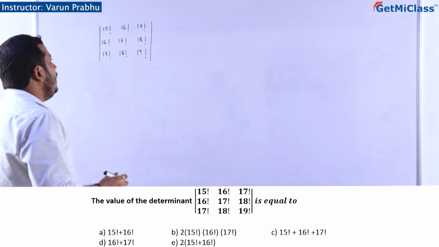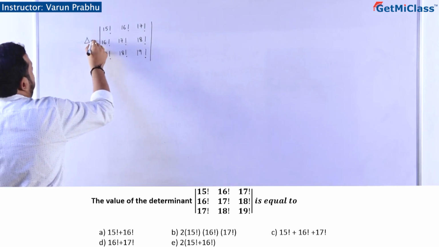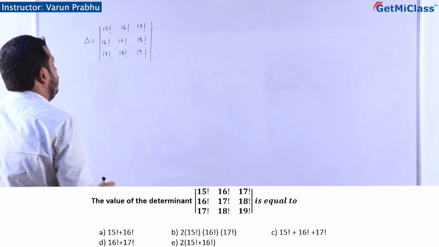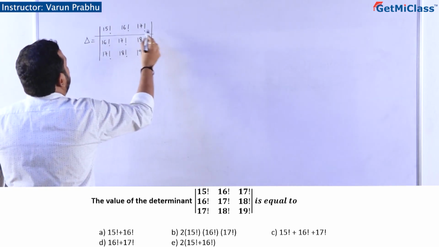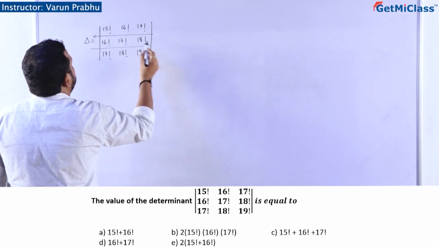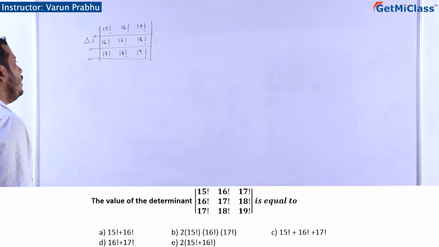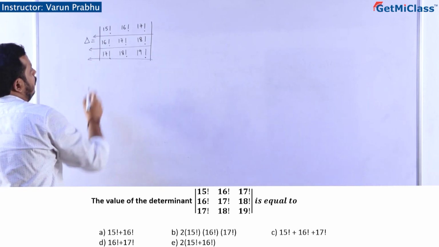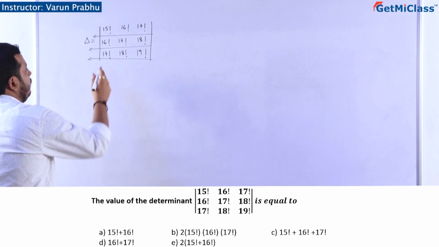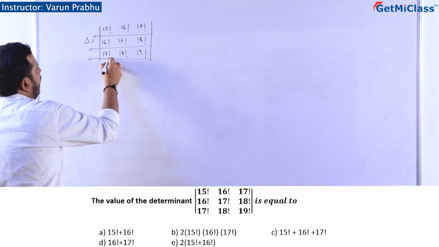Let's call this determinant delta. The question is asking you to calculate what this value is. Now if you see, in row number 1 the smallest factorial is 15 factorial, in row number 2 the smallest factorial is 16 factorial, and in row number 3 the smallest factorial is 17 factorial. Is it not 17 factorial?